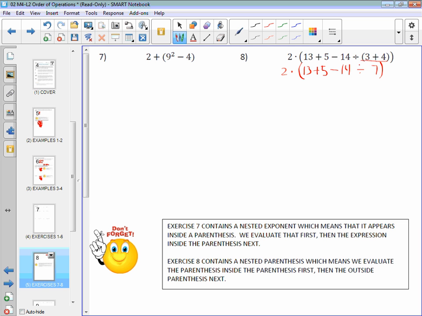Okay, we still have parentheses, so we still got to look inside the parentheses. And inside the parentheses, what does battle first? Tom. Correct. Division has power over addition and subtraction. Result. 2. Okay, we still have parentheses. Bring everybody else down.